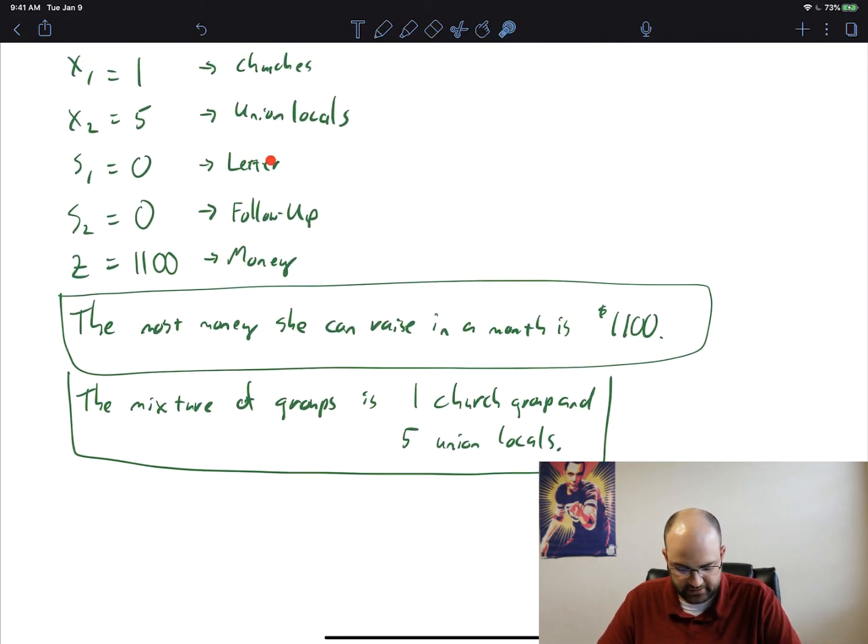Now notice that we also see that she actually has no time left over. That's taken up all of her time. No hours left for letter writing and no hours left for follow-up.